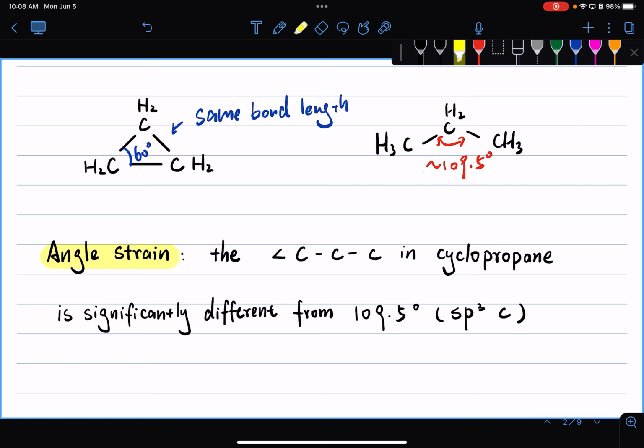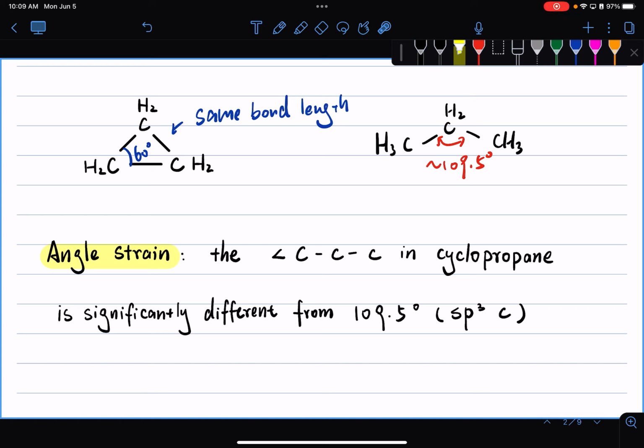It is more complicated than that because, technically speaking, in cyclopropane your carbon doesn't adopt that tetrahedral geometry anymore. It's adopting a bent geometry, but that's more complicated than what we cover. So just keep in mind, because of the ring structure, your carbon-carbon bond angle must deviate from its normal tetrahedral bond angle, and that deviation, that difference, is called the angle strain. Again, what angle strain means is the carbon-carbon-carbon bond angle in your cyclopropane is significantly different from 109.5.